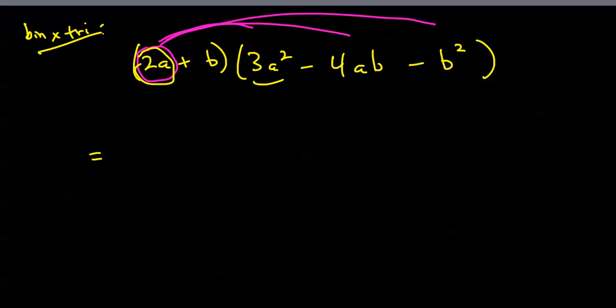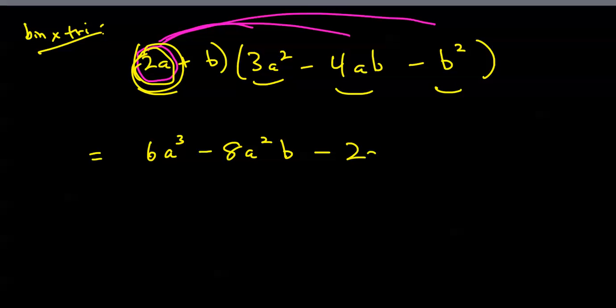2a times 3a squared is 6a cubed, so I'll have an a cubed column. 2a times negative 4ab gives me a minus 8a squared b. 2a times negative b squared gives me a minus 2ab squared. And don't forget you've got to multiply everything through by b now. And then again, I'll arrange things in like term columns. b times 3a squared is plus 3a squared b. So I'll have an a squared b column where I can combine like terms.